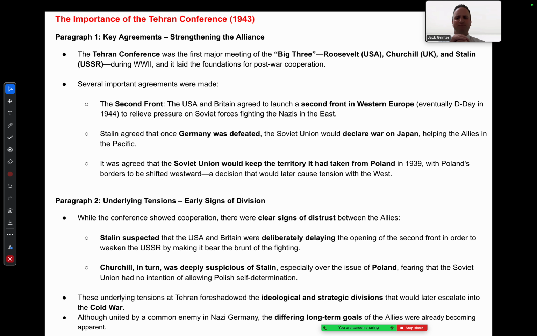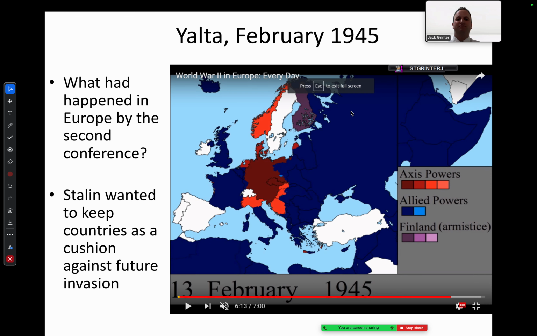I'd say as well that Churchill being suspicious of Stalin, particularly over Poland, would be something I'd write about in that underlying tension. So, Tehran agreements, it's mainly about winning World War II, but there is some underlying tension within it.